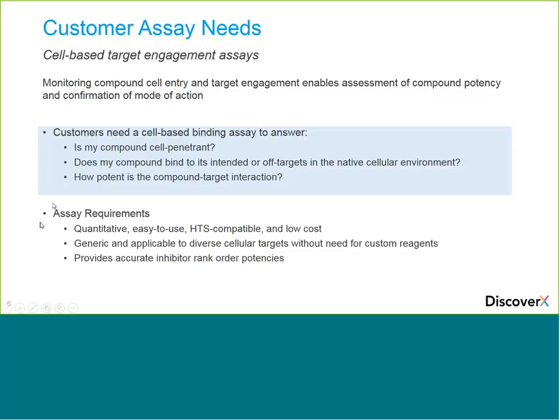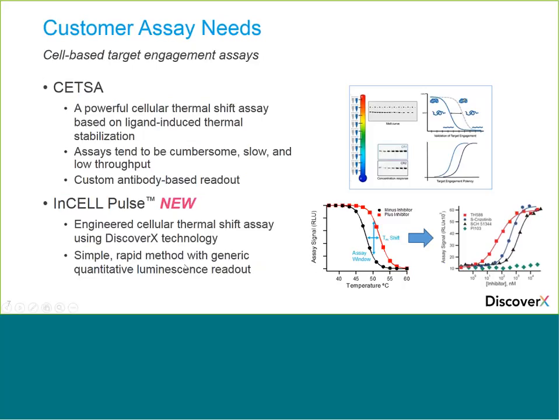And so ideally, the assay would fulfill the following requirements: quantitative, simple to use, HTS compatible, and low cost. And we also would like to provide a generic assay format with a generic readout that's applicable across diverse cellular targets, and we'd really like to reduce the requirement for custom reagents. And of course, any assay like this should provide accurate rank order inhibitor potencies.